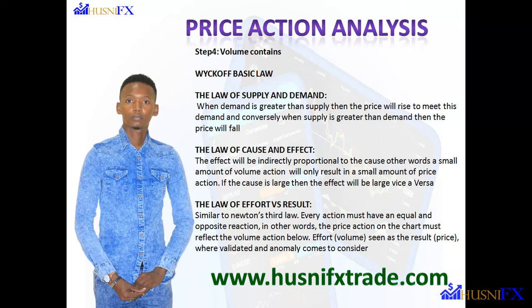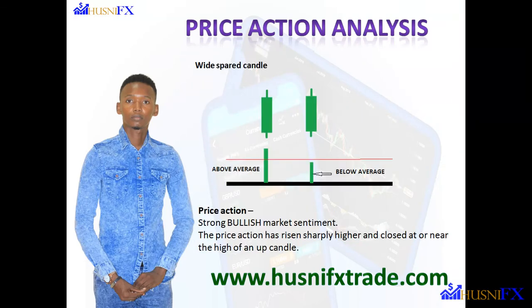In other words, the price action on the chart must reflect the value action below. Every volume seen, the resulting price is validated. So let us look at this paired candle. We see the average, and we also see this average. We call this above average, and we call this below average. As you can see, there is no difference in the high.